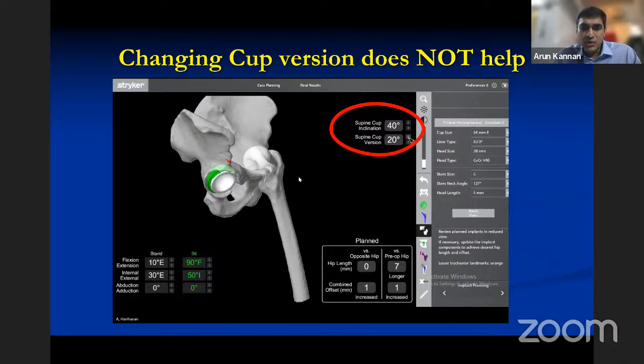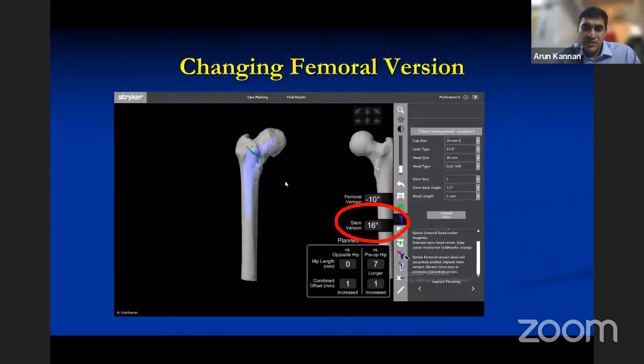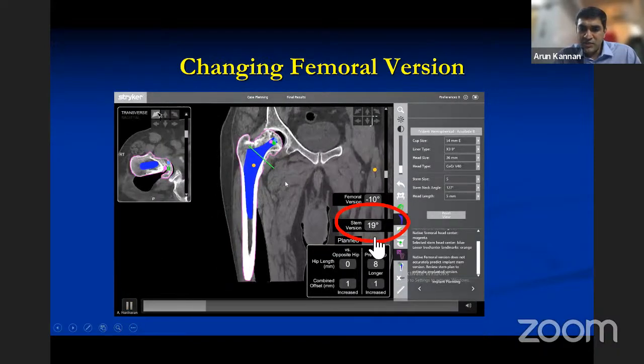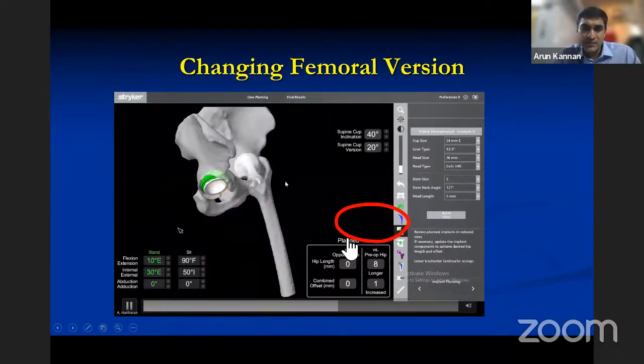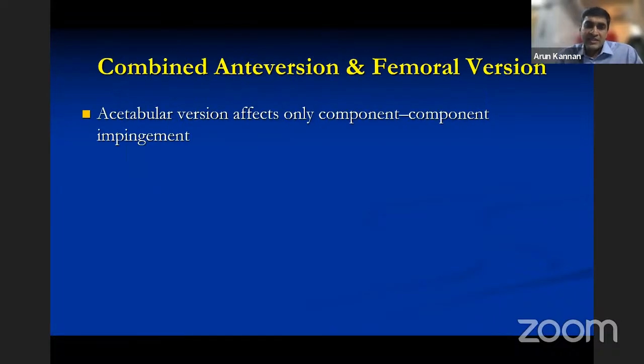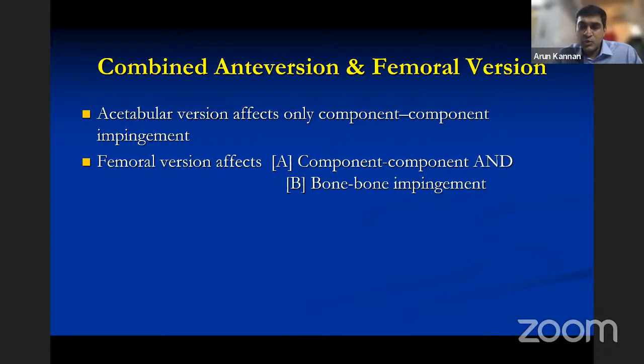But one thing I wanted to show is the effect of femoral version, as Mithun was also alluding to. Here, initially, we had the stem version at about 15, 16 degrees. When we increased it to 20 degrees, we can see that the impingement pattern has gone away. So what I'm saying is acetabular version has an effect only on component impingement. However, femoral component version affects both component and bone against bone impingement, because it is the GT against the AIIS.